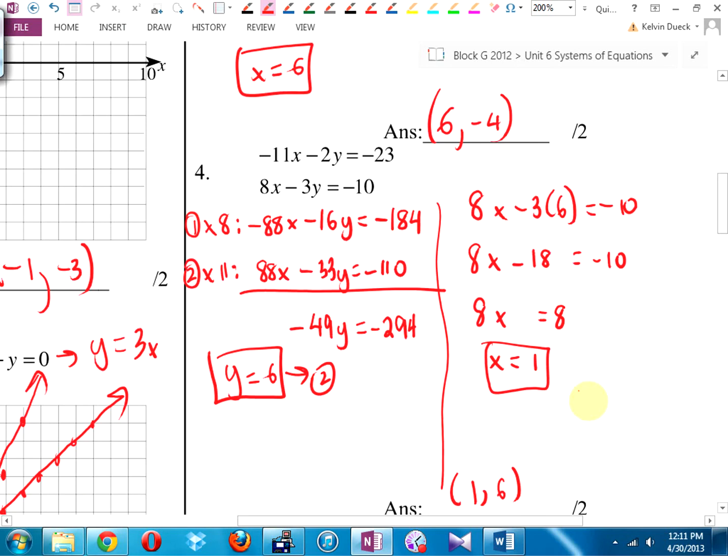Mr. Dueck, what if I checked my answers and they didn't work? Jordan, have you been doing the homework? Yeah. Have you made some silly mistakes and you couldn't figure out where or what? So here's your strategies. Start over, but instead of getting rid of the x's, try getting rid of the y's. And if you're lucky, you won't do the same dumb mistake twice in a row. It's an old trick, Mac.